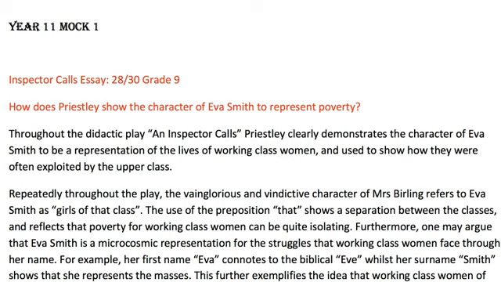So that doesn't mean that you have to send in a perfect piece of work, because I'll use a piece of work if I think we could all learn something through not just the strengths, but also the sort of weaknesses in the work as well. So this was a question on how does Priestley show the character of Eva Smith to represent poverty. And we'll get right into it.